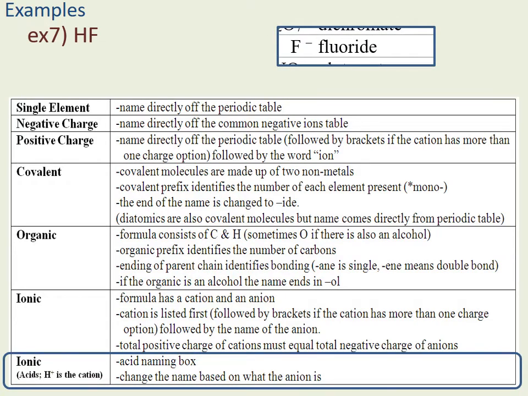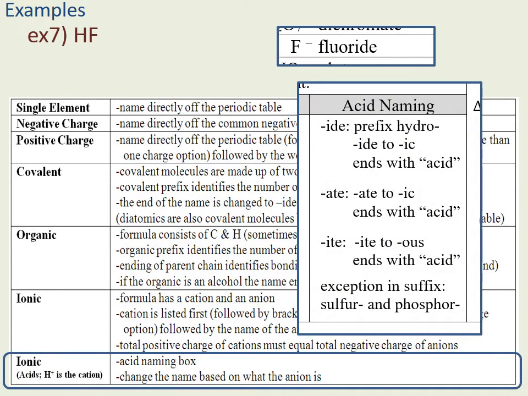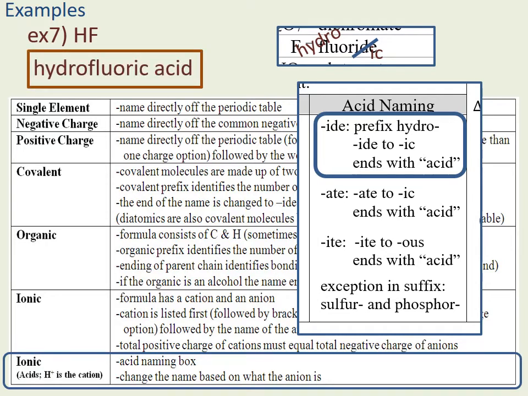I look up F on our negative list and I find fluoride. And then I look at my acid naming rules. And when I have ide, I add hydro to the front and I change ide to ic. And then I finish with the word acid. So HF is called hydrofluoric acid.